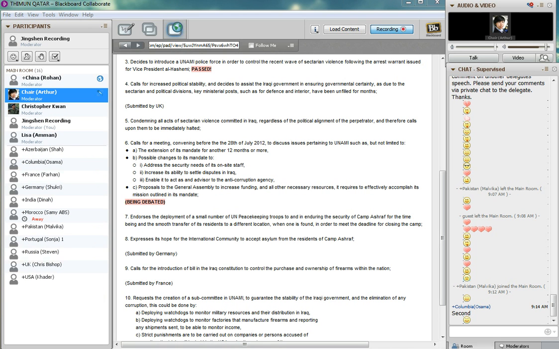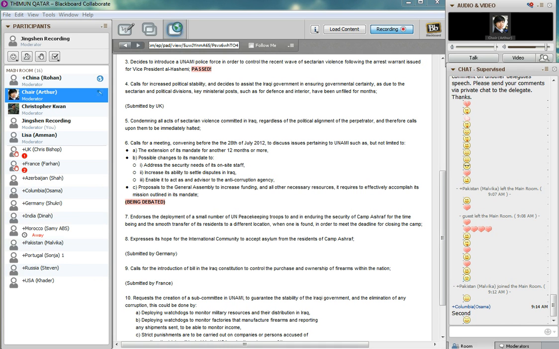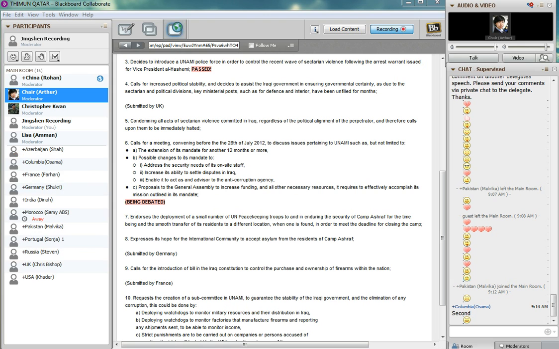We'll now move back to debate on the resolution as a whole. Are there any in the House at this time? Are there any delegates that wish to speak on the resolution as a whole? Delegate of UK. Oh, the chair stands corrected. Delegate of China, you've been recognized. Thank you, Chair. The delegate has introduced an amendment, amendment number 2 on the resolution.